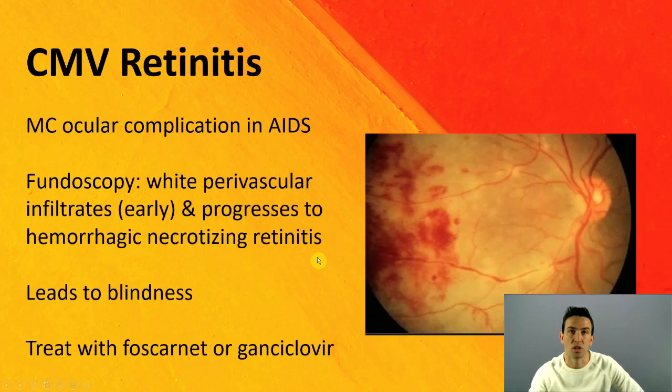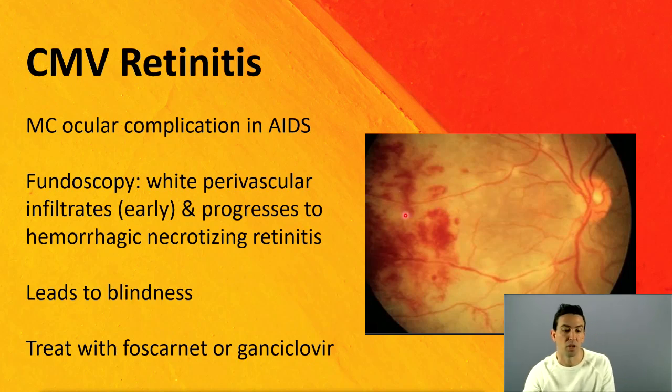CMV retinitis, this is the most common ocular complication in AIDS patients. On fundoscopy, you'll get these white perivascular infiltrates all through this area here. Here, let me turn on the laser pointer. So again, here are some white perivascular infiltrates along this area here, and then it progresses out into this hemorrhagic necrotizing retinitis over on this area here. Big issue here, it can lead to blindness, and then you're treating with foscarnet or ganciclovir. I feel like typically the answer choices usually include ganciclovir, but I have seen both as options, and so it's good to know both as far as treatment for this diagnosis goes.